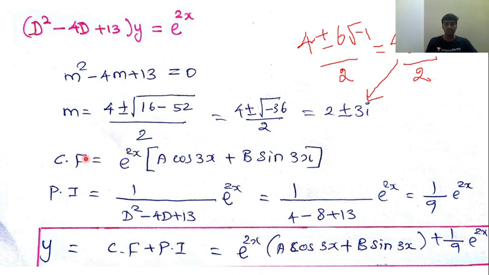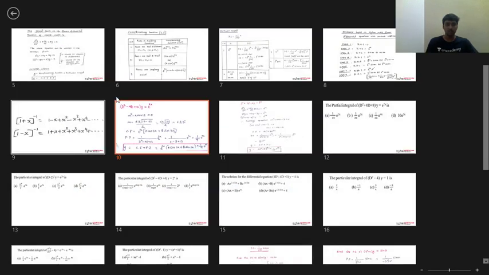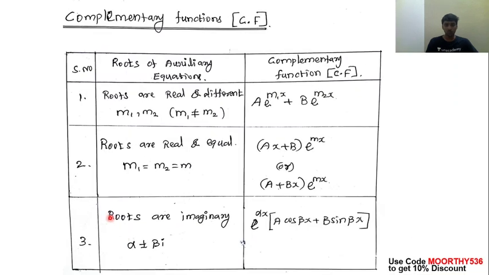Then as per the discussion in the complementary table, for the complementary function, the root values are imaginary. If you have i in the root value, it is in the category of imaginary. For the imaginary case, roots alpha plus or minus beta i, the solution is e power alpha x into a cos beta x plus b sin beta x. This is the procedure. Here the roots are imaginary, 2 plus or minus 3i in the given problem. So from this, we write the complementary solution.